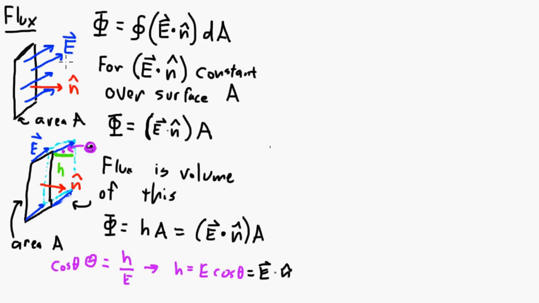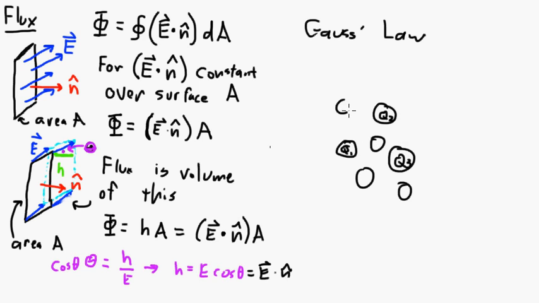Gauss's law says, and I'm not going to prove it here, but Gauss's law says that if you have a closed surface around a collection of charges, say this is our charge Q1, this is Q2, this is Q3, and we have a whole bunch of other charges distributed however you want.